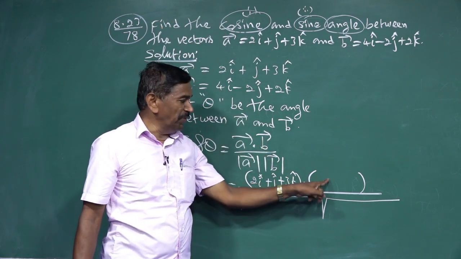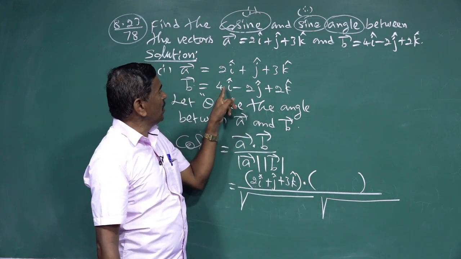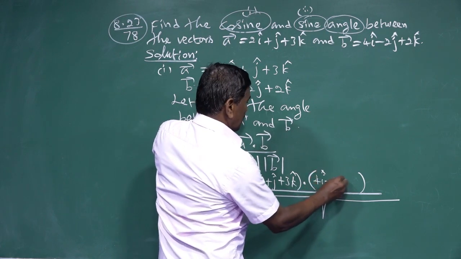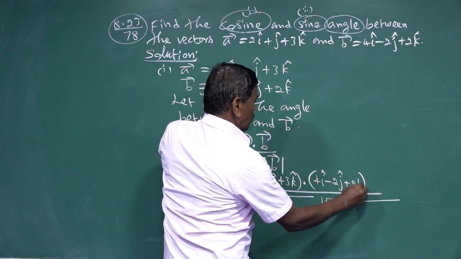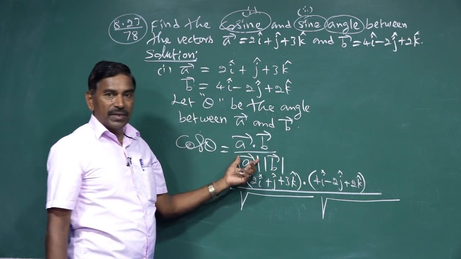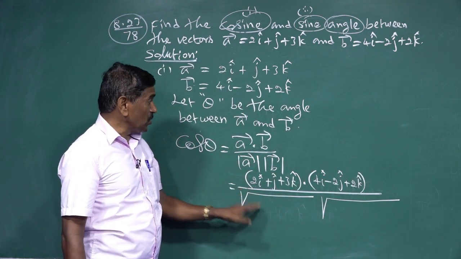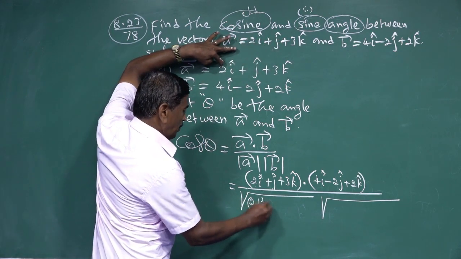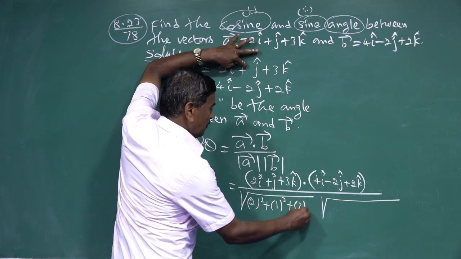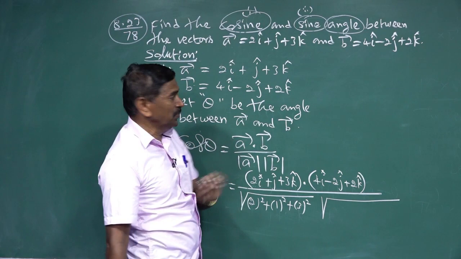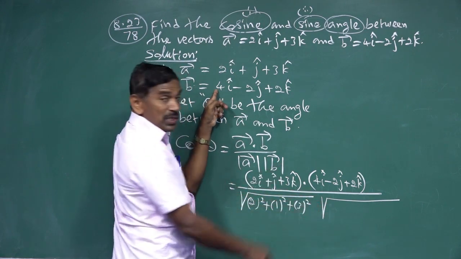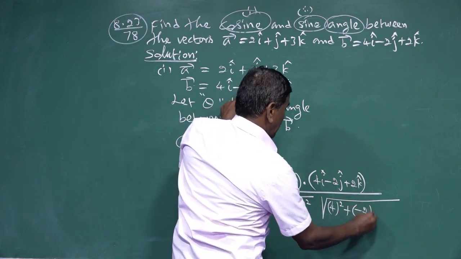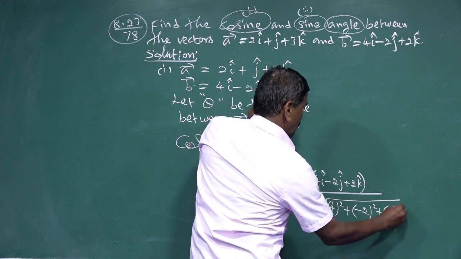Second, B vector. What is B vector? Yes, B vector equal to 4, minus 2, 2. That is 4i cap minus 2j cap plus 2k cap. Divided by modulus A vector. Modulus A vector equals the square root of the sum of the squares of the ijk coefficients. Here, 2 the whole square plus 1 the whole square plus 3 the whole square. Next, modulus B vector equals the square root of 4 the whole square plus minus 2 the whole square plus 2 the whole square.